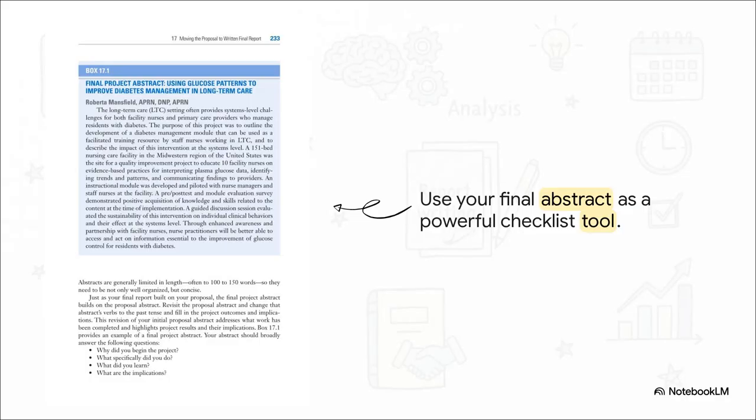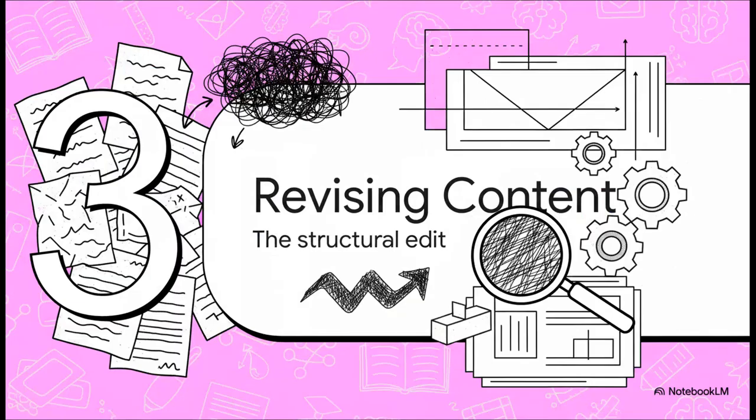And our source recommends using your final abstract as a super powerful checklist. Remember, the abstract is the most read document of your entire project. If you can clearly and concisely summarize your background, methods, results, and implications in just 100 to 150 words, well then, you know your overall narrative is rock solid. Moving right along to phase 3, revising content and structure.